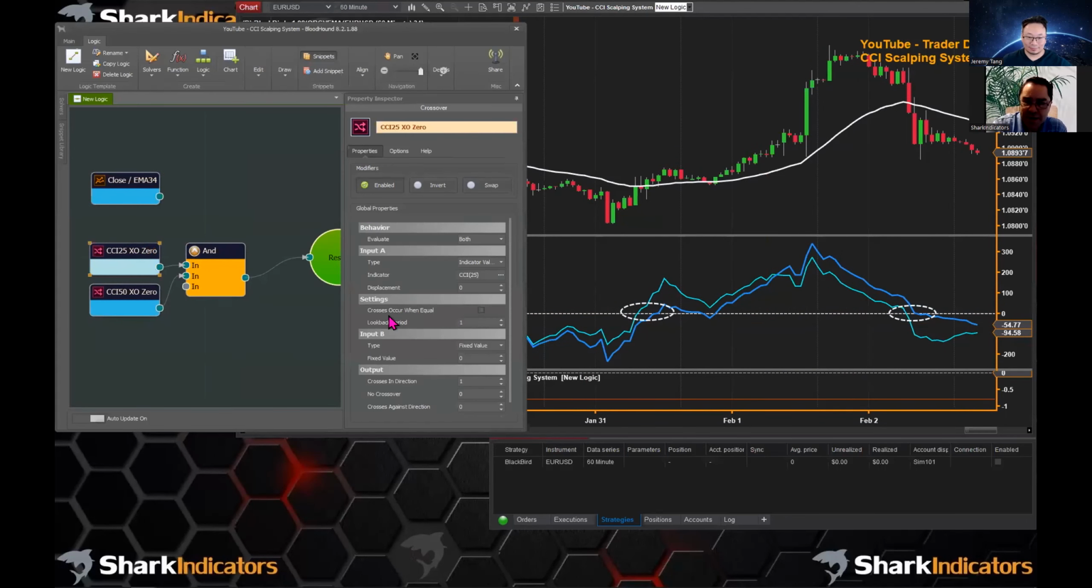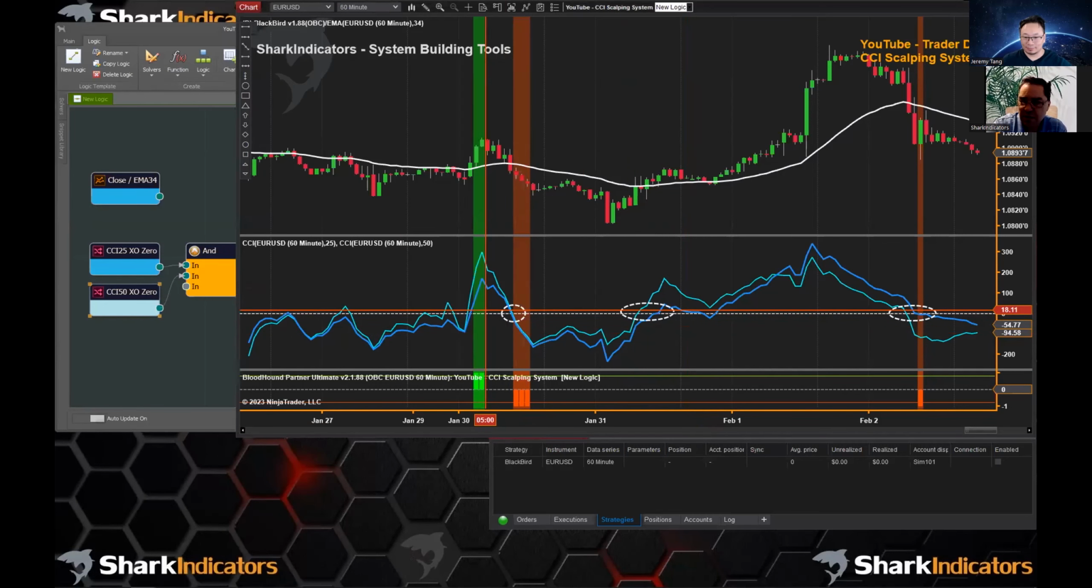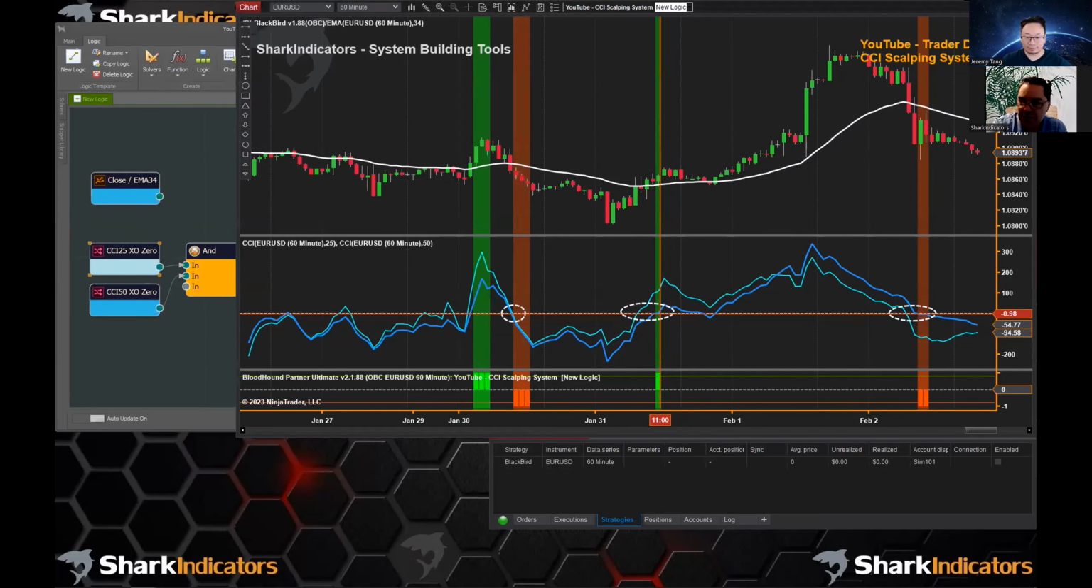To account for that, we have this look back period. We can increase that look back period and give these CCIs a couple of extra bars to cross over. So those two didn't cross over exactly the same, and we're still missing this one. It looks like there's about 4 bars of separation. So let's add one more bar to the faster CCI, which is CCI 25. And there we go, now we have that cross up signal.